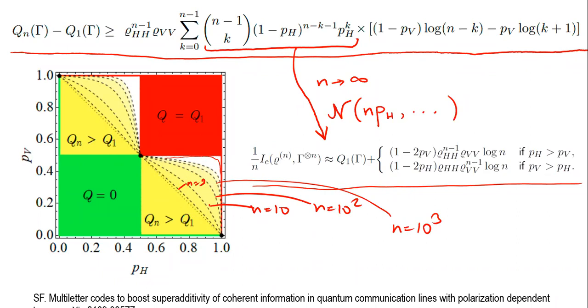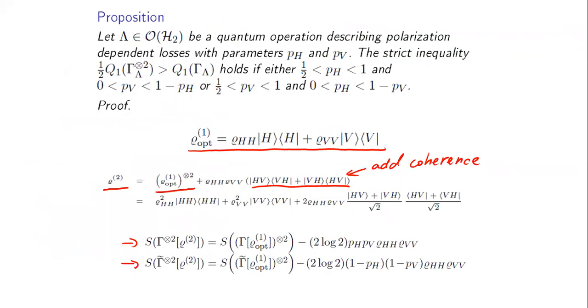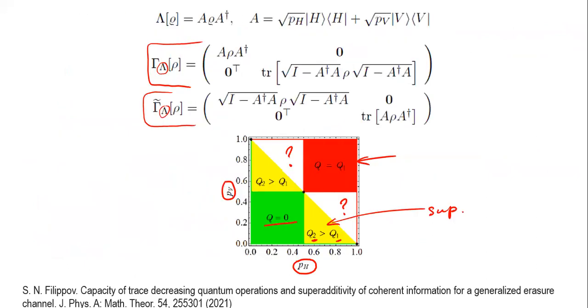So with this, I will conclude that the superadditivity phenomenon is interesting, and an example for that interesting behavior is obtained again by the use of trace decreasing maps that induce a trace preserving map, which is called the generalized erasure channel.